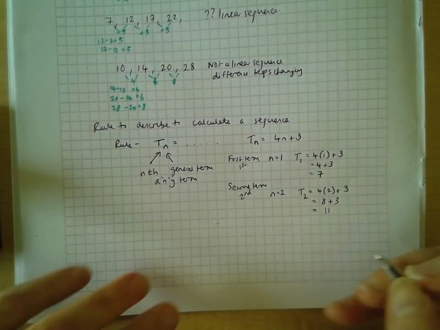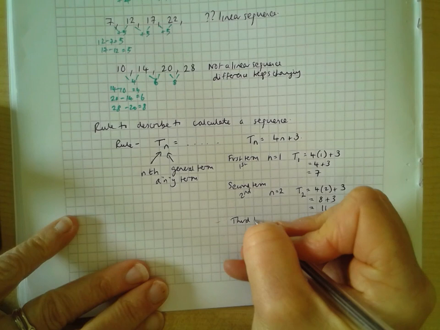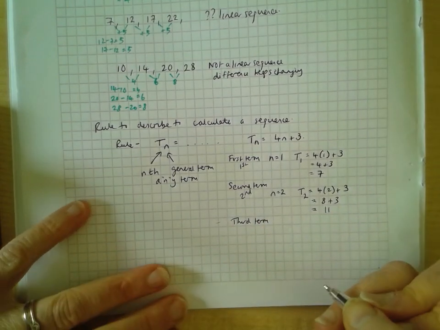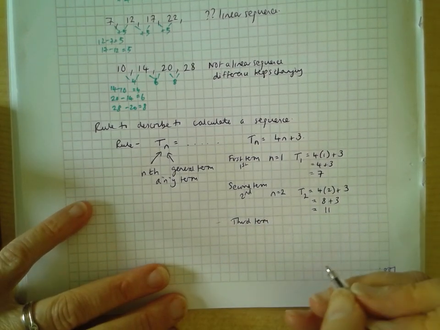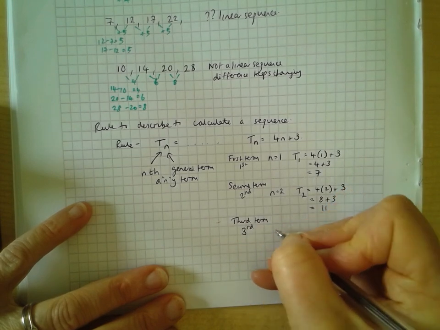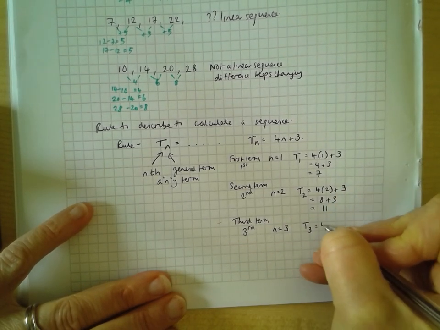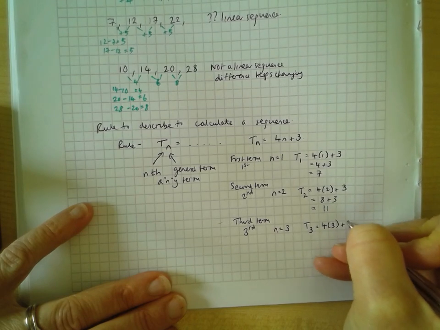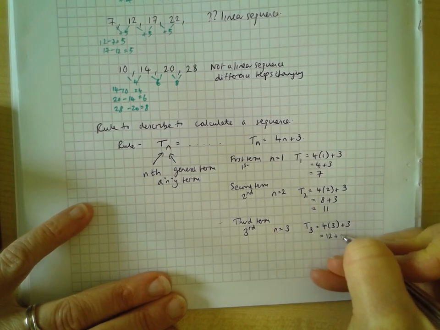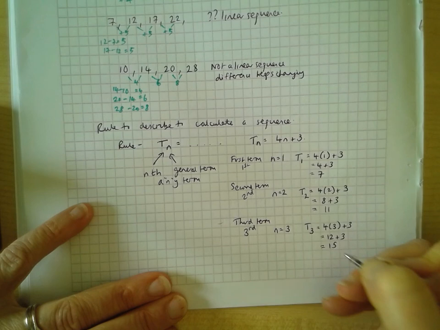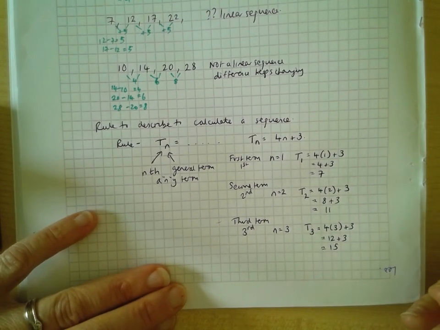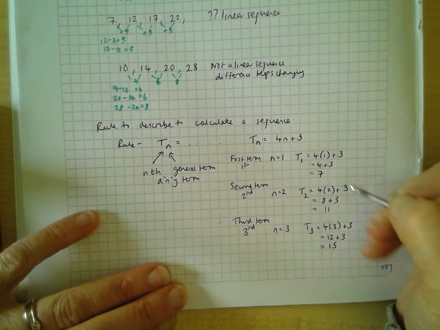The third term, what do you reckon you're going to do for that? Very good, it's the third term, so n is equal to 3, so T3 is equal to 4 by 3 plus 3, which is 12 plus 3, which is 15. So I found the first three terms of my sequence: 7, 11, 15.